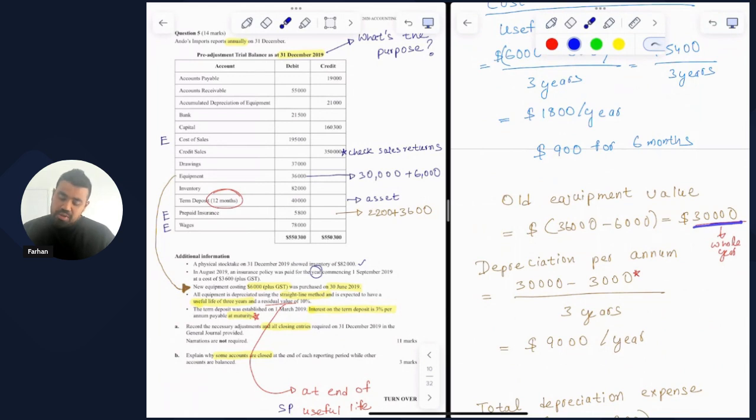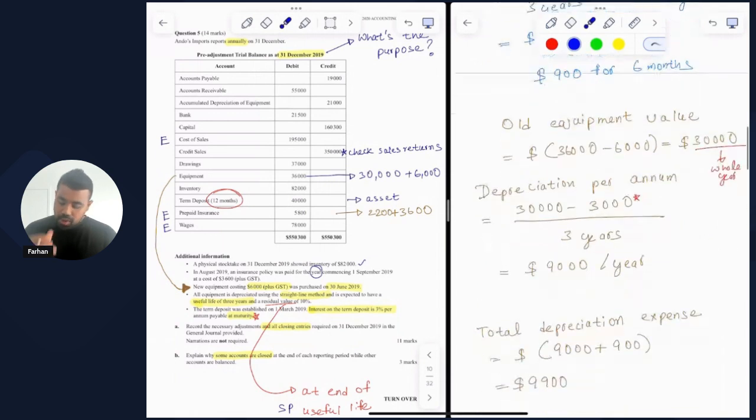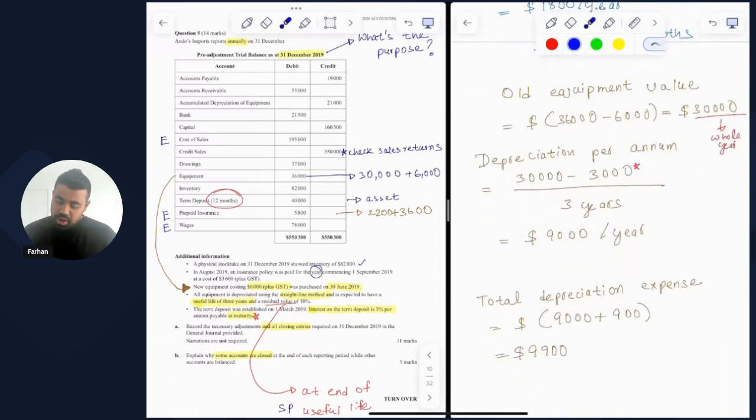And now that we understand that this was used for the entire year in the business, we can find the depreciation on an annual basis. So cost of 30,000 minus residual value of 3,000, which is basically 10% of the original cost of 30,000, and then you divide by 3 years, which gives us $9,000 per year. Okay. So the total depreciation for the new and the old equipment is going to be $9,000 plus $900, and that is $9,900 in total.